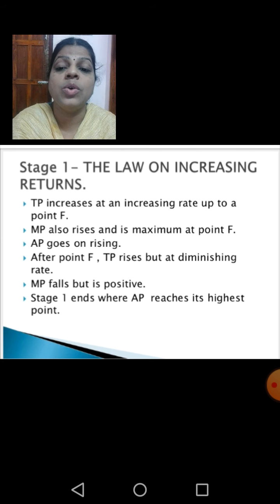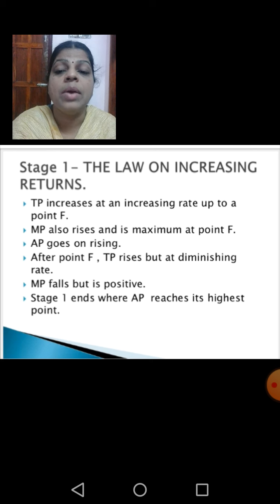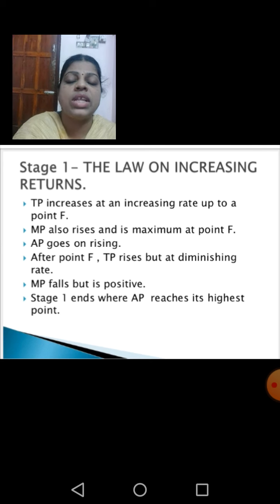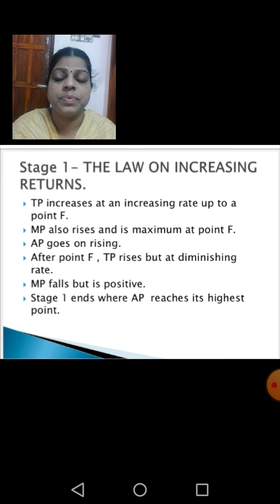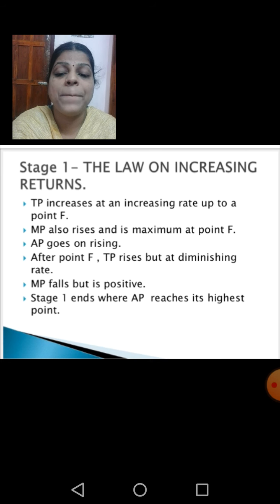AP goes on rising. After point F, you can see that TP rises but at a diminishing rate, not in an increasing manner. It does not increase in that manner, but at a diminishing rate. You just infer the values also, children, the values also in that manner only, till the point F, the values increase at an increasing rate. Next, the MP falls, but it is positive. We can see that at last the MP reaches 0 and becomes negative, but in stage 1, MP is falling, but it is positive.